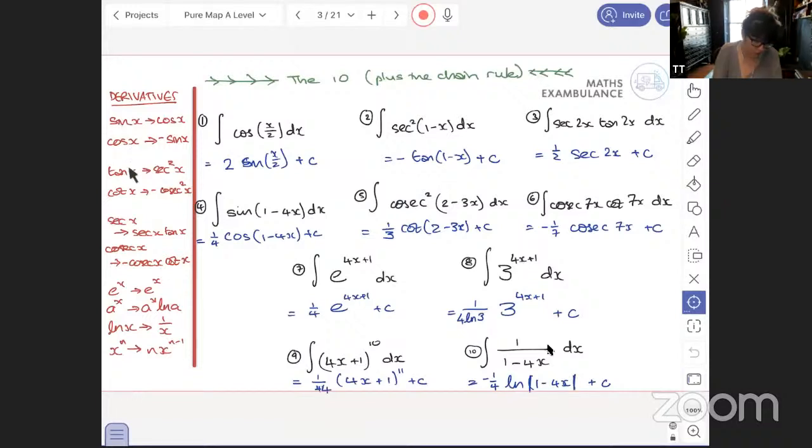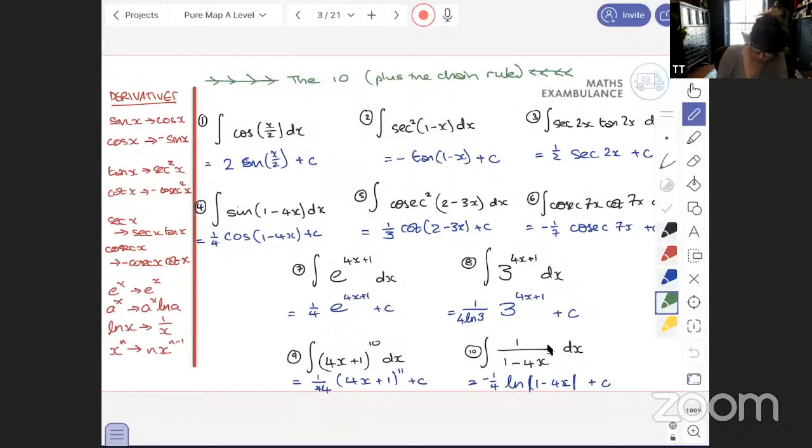Well, it can't be sine or cos or tan or cot or sec or cosec, can it? And it can't be e to the x, otherwise that would be an e, and it can't be ln, and it can't be that. So it must be a to the x, 3 to the x. 3 to the (4x plus 1) must be what was differentiated. So just that process of thinking through, that's what gave me this 3 to the (4x plus 1).